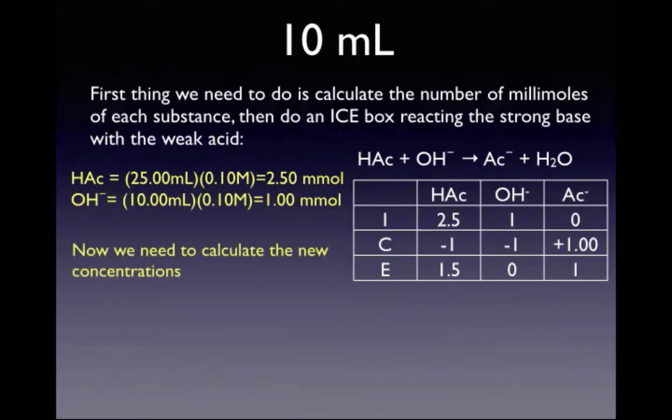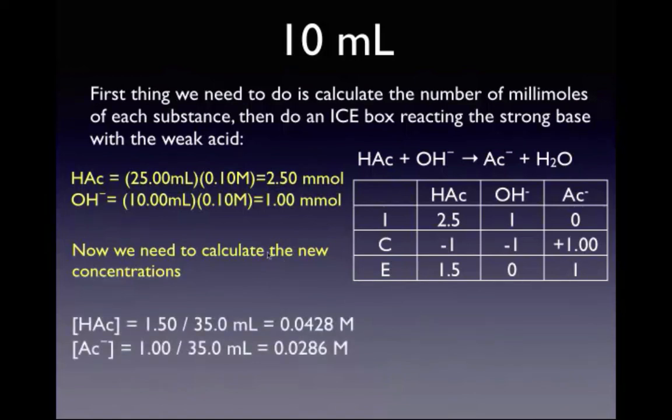I want to calculate the new concentrations of the acetic acid and the acetate ion. You can see that we have some weak acid here, 1.5 millimoles of acetic acid and 1 millimole of acetate ion. So I have quite a bit of acid and its conjugate base, and that makes a buffer solution. So we're going to calculate the new concentrations here. My acetic acid, we've got 1.5 millimoles. My new volume is 35 milliliters because I've started with 25 and then added 10. So I've got 35 milliliters total in my solution. So my acetic acid concentration is 0.0428. My acetate ion concentration is 0.0286.